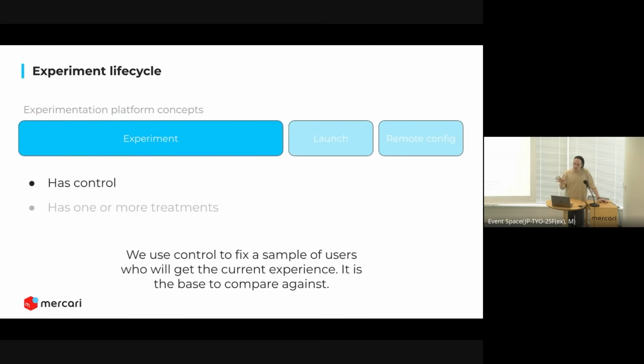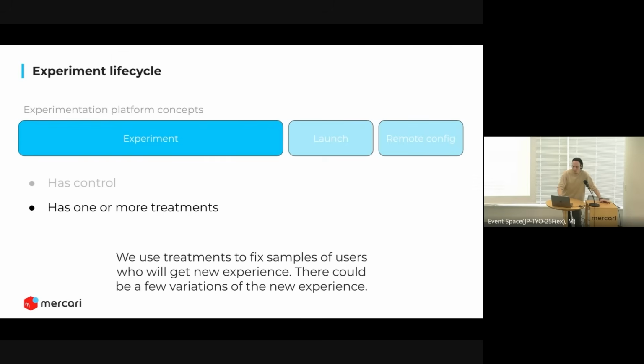If we look at the control, the main purpose of it is to fix a sample of users who will be receiving the current experience, who will experience your app as it is currently with no experiment. It will be the base for you to compare against: whatever you try, the new treatment, how does it compare to these users who have the base experience.